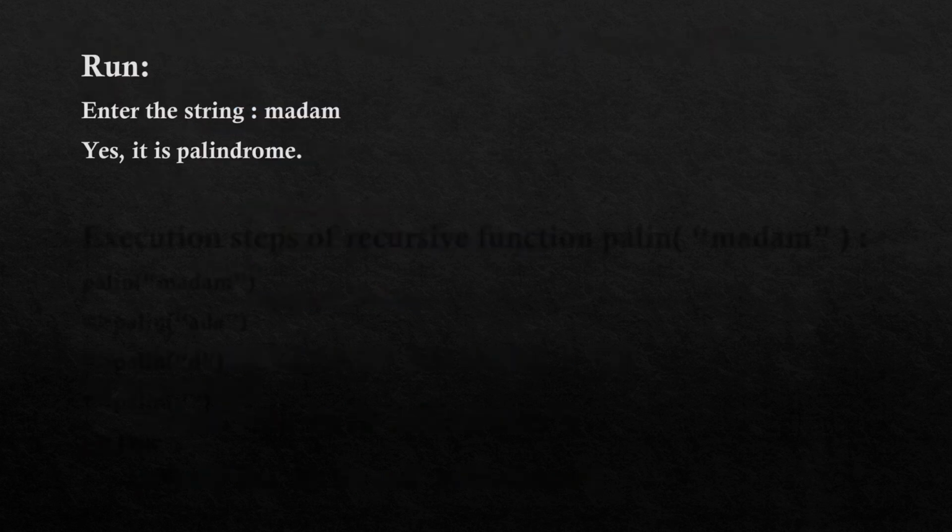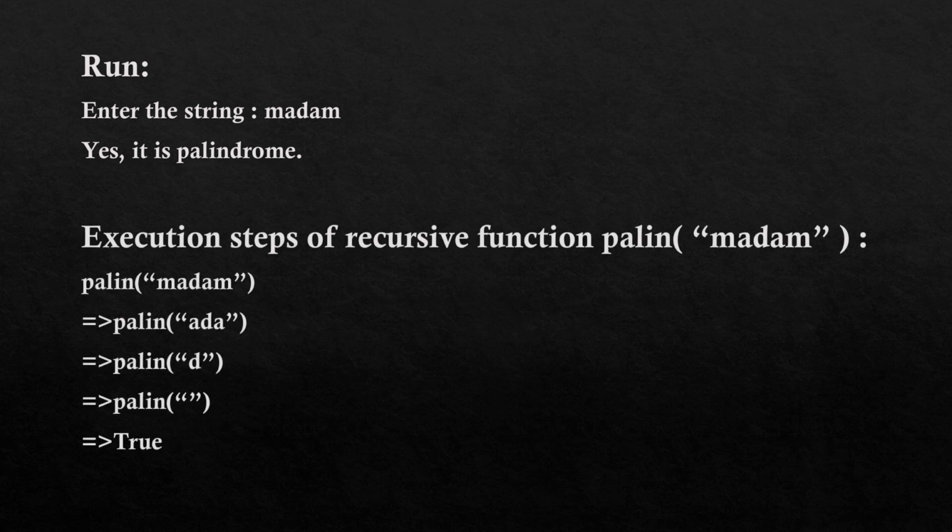Now let us run the program. Let's say the entered string is madam, M-A-D-A-M. Now it is showing it's a palindrome. Now how is it executing? The execution steps for the recursive function palin with argument madam are shown like this. First palin function is called with the argument madam. Then in the next recursive call, the first and last characters are checked and compared with each other.